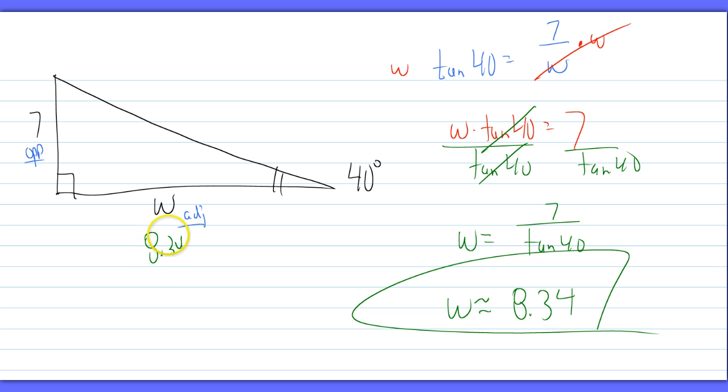Quick check on this one. If this is 8.34, 8.34 is bigger than 7. That's true. And the way I know that it's accurate to this problem is that opposite this 8.34 is 50 degrees. There's 180 degrees in a triangle. So 180 minus 90 minus 40 gives us 50 degrees for this one. 50 degrees and 8.34 are bigger than 40 degrees and 7. Bigger side should be opposite the bigger angle. 50 and 8.34 is bigger than the 40 and the 7.